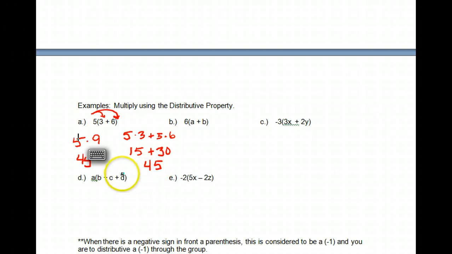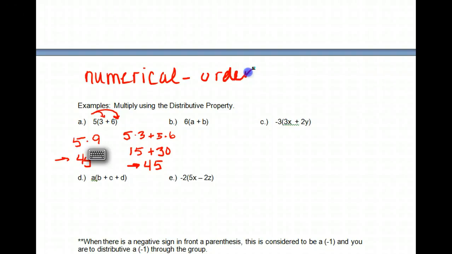So in both instances, we did get 45, thus proving that the distributive property does achieve the exact same result as the order of operations. It's just another way to get there. So if your problem is all numerical, meaning you have all numbers, you definitely want to use the order of operations. Okay, it's going to be less steps. Look at the work I did on the left versus the work that I did on the right.